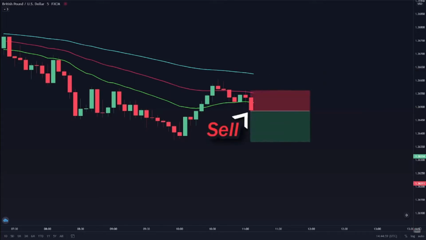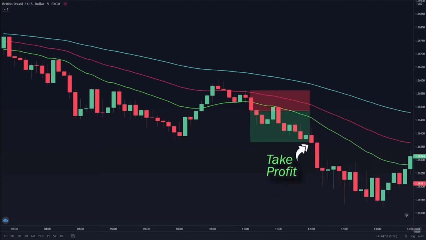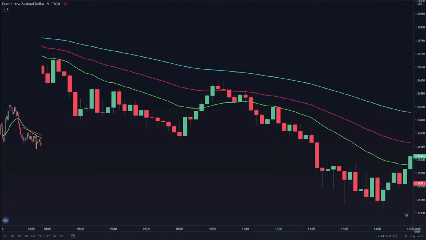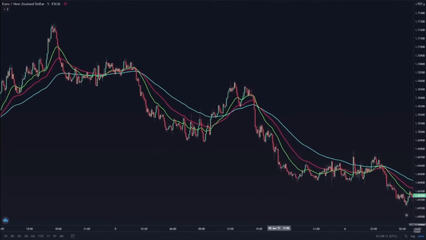Next, we set up our profit target and stop loss here, and as you can see the price hits our profit target. And this would have been a successful trade. So that's how you trade the triple EMA scalping strategy.